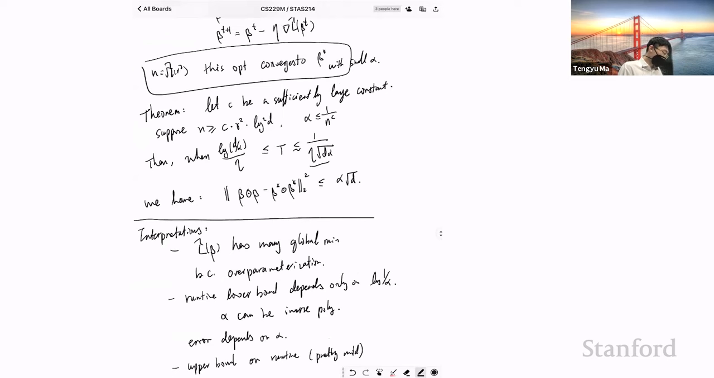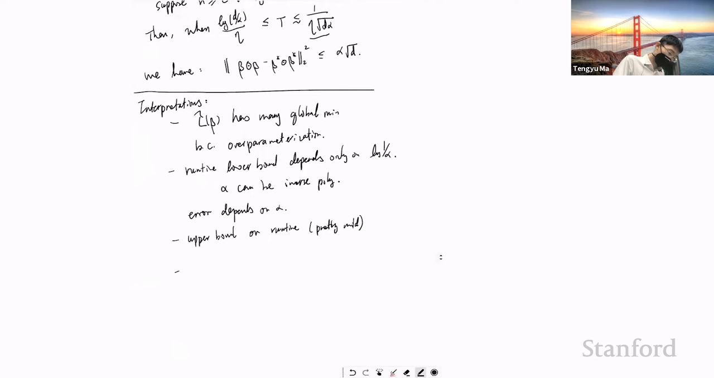Okay, so there's one small thing: alpha cannot be 0. Why don't you take alpha to be 0? The only reason why alpha cannot be 0 is because beta equals 0 is a saddle point.